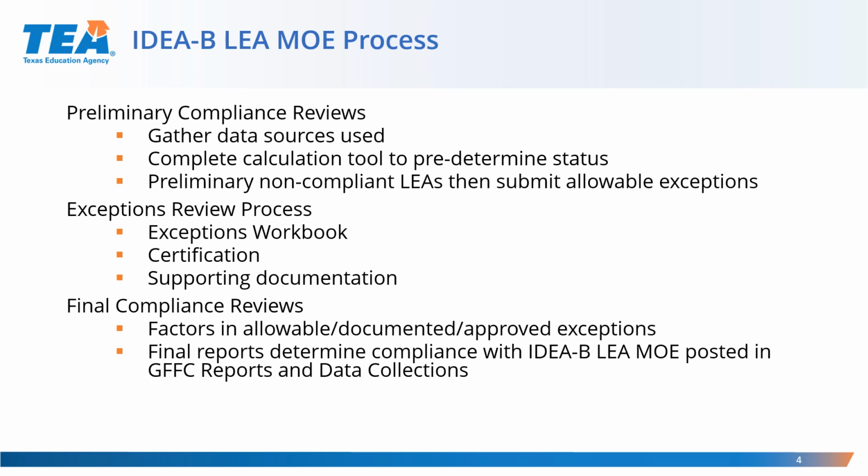In the exceptions review process, LEAs submit the exceptions workbook, certification, and supporting documentation. After all exceptions have been reviewed and approved by TEA staff, the final IDEA-B LEA compliance reviews are issued. These final reviews factor in allowable, documented, approved exceptions and determine compliance with the IDEA-B LEA MOE requirement. Final reports are then posted in GFFC reports and data collections.